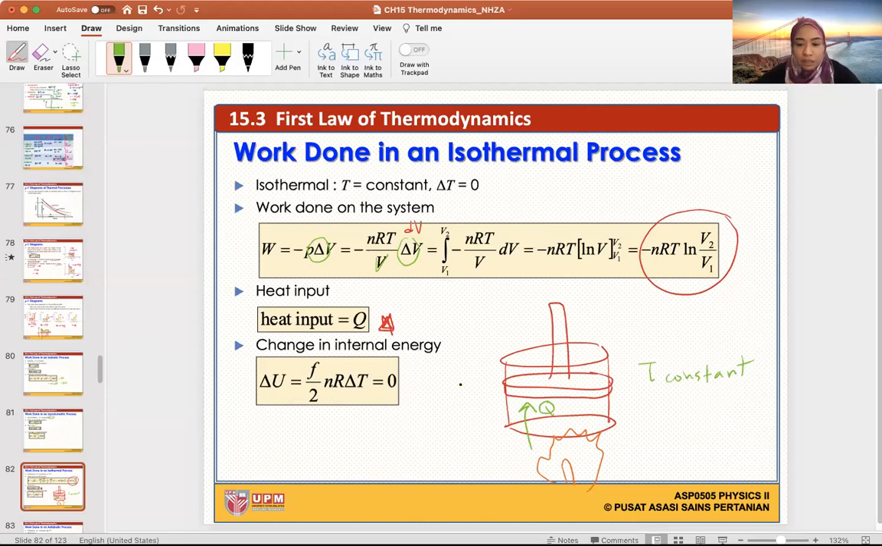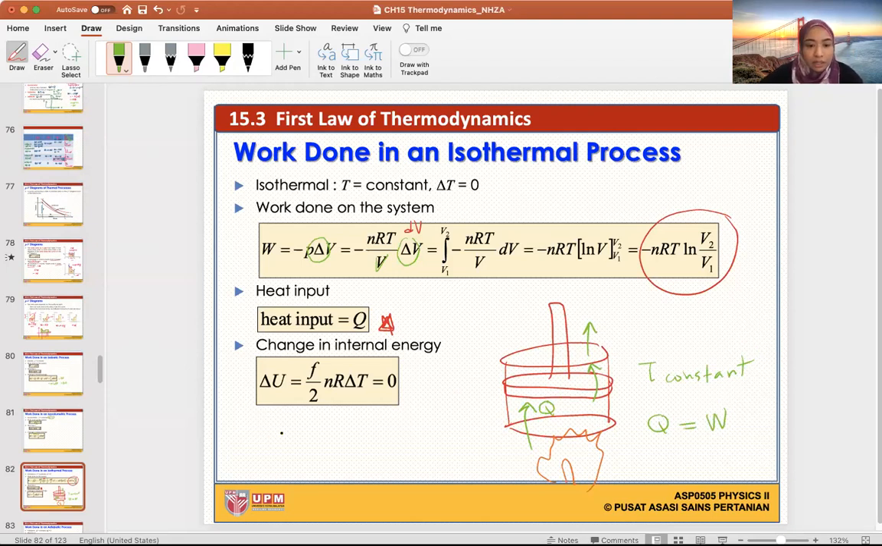I have to take this energy that I got from Q and convert it into work. So this Q gets converted into work. The piston is pushed upwards, which means that the Q is converted into W instead of changing the temperature.